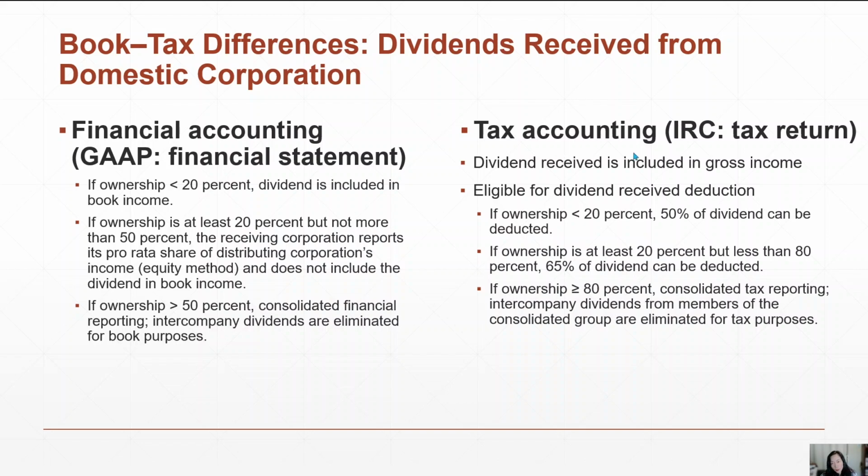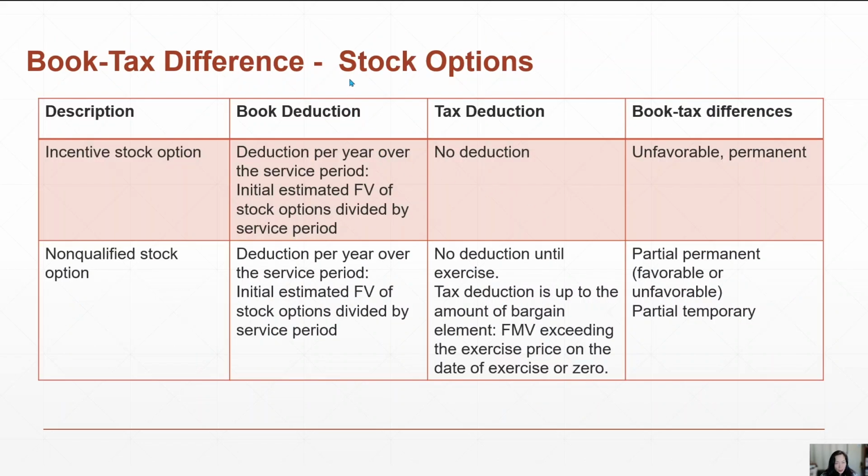Even though they include the dividend distribution 100% in the gross income, at the same time they are also getting a haircut depending on the ownership percentage in the form of dividend received deduction. Next, we're going to take a look at the stock option. This stock option is discussed in the context of employee compensation, because a lot of times the corporation will grant stock options to the employees as an incentive or for additional form of compensation.